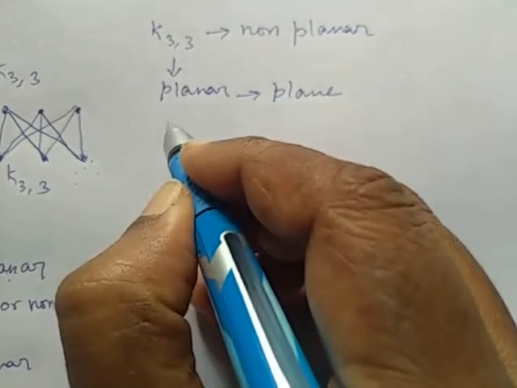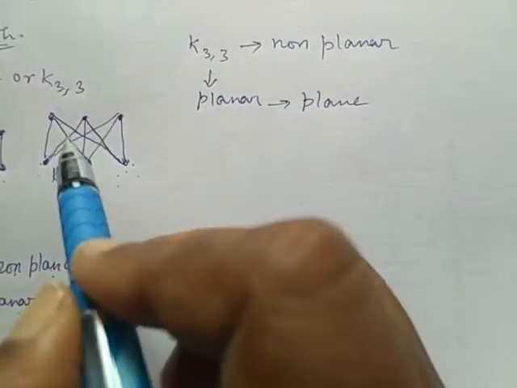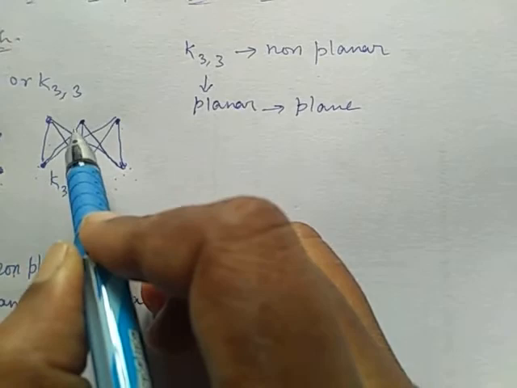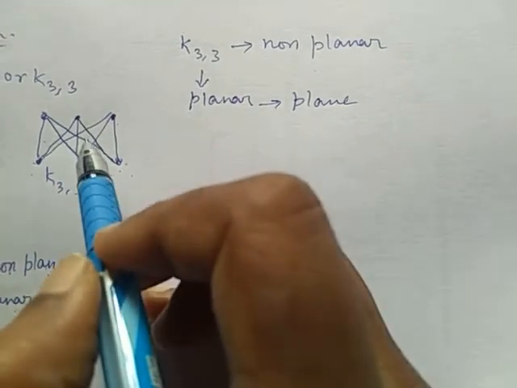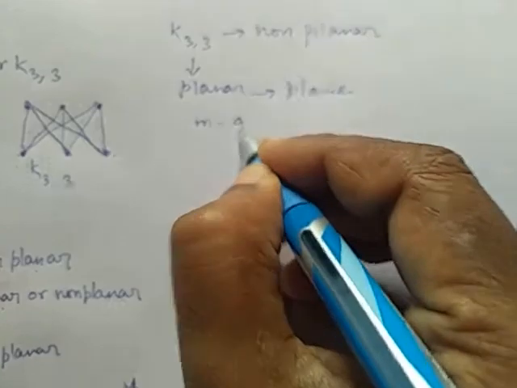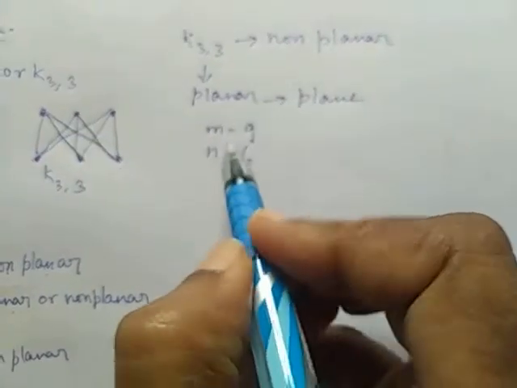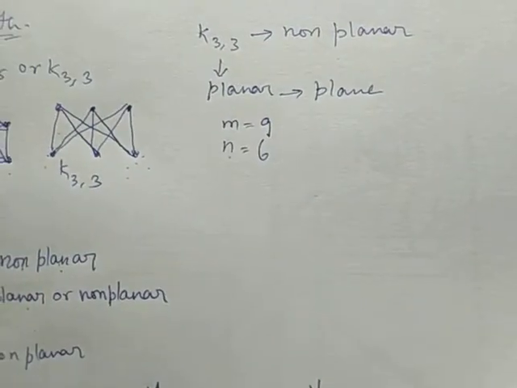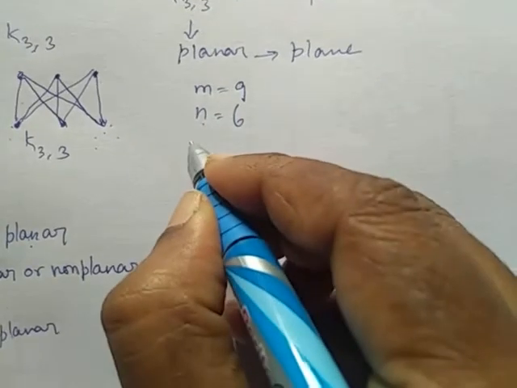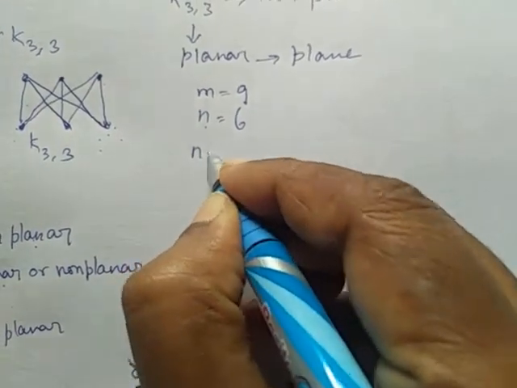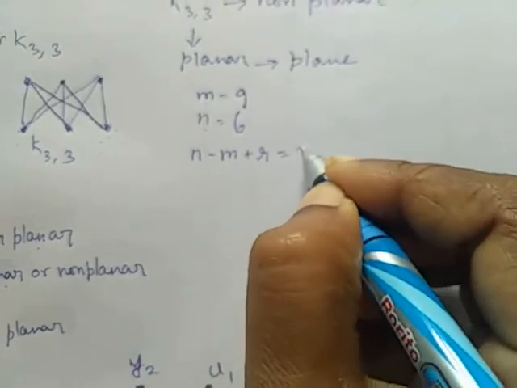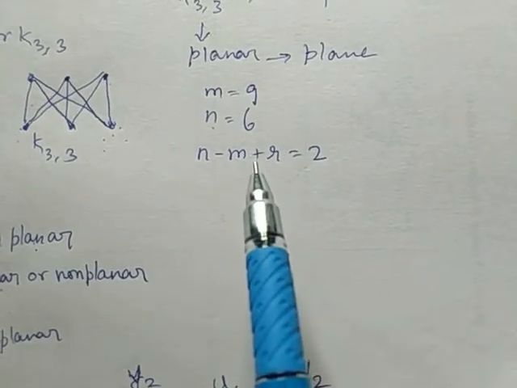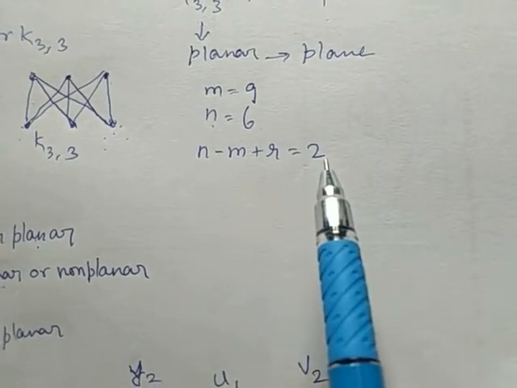Now, in K3,3, 1, 2, 3, 4, 5, 6, 7, 8, 9. 9 edges are there. Therefore, m is equal to 9. Vertices are 6. We have n, that is 6 vertices, and 9 edges. So, we know Euler's identity. What is Euler's identity? n minus m plus r equals 2 for a plane graph. Only for a plane graph, Euler's identity holds good.